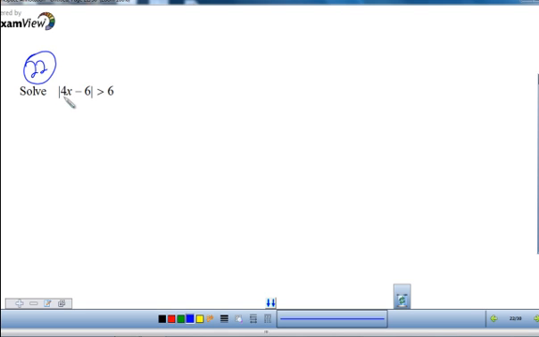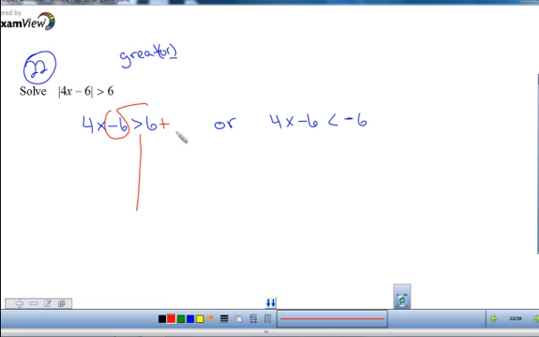Okay, so the absolute value of 4x minus 6 is greater than 6. So since it's greater, that means it's going to be an OR. So 4x minus 6 is greater than 6, or 4x minus 6 is less than negative 6. So we're going to add 6. That becomes 12. Bring down the 4x. Divide by 4. So 12 divided by 4 is 3. And bring down your inequality sign.